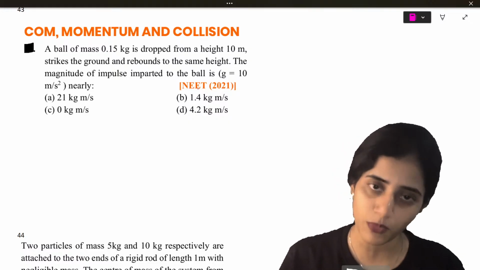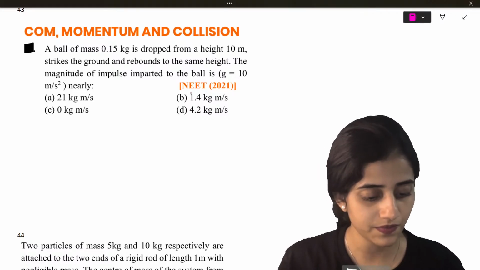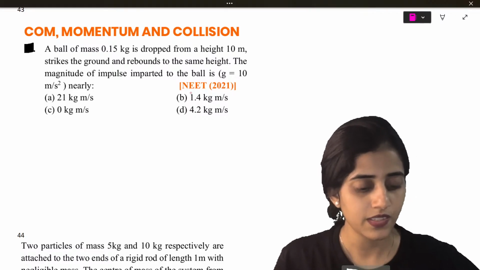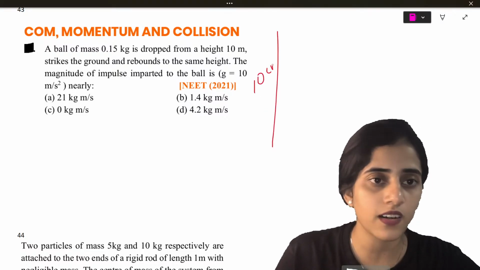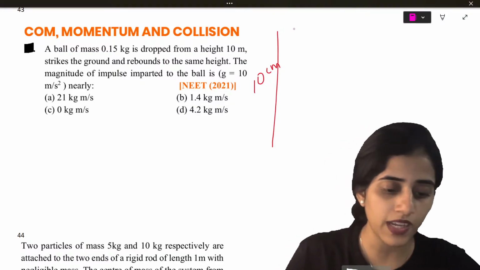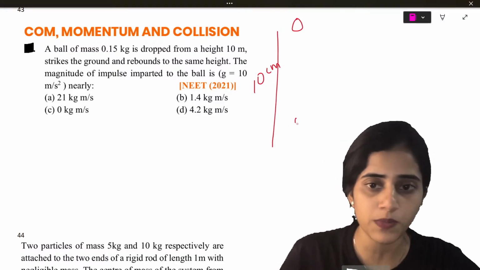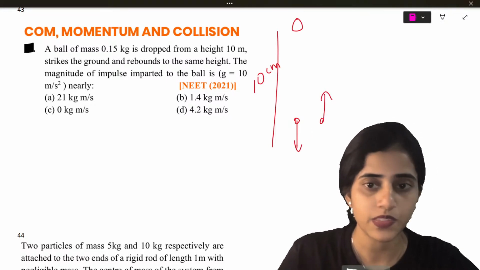Yes, we'll do questions from all the chapters. They are coming. Okay, let's do it. So what happens? There's a height. The height is 10 meters. A ball is dropped from the height. From the top it is dropped, then hits the ground and bounces back.